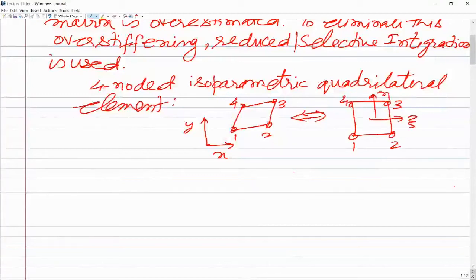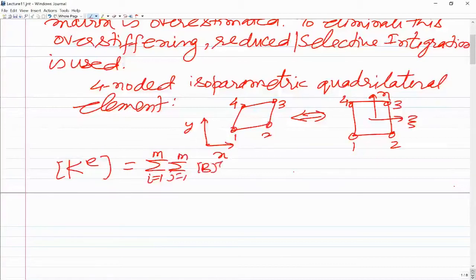Now in this case we know the problem is with the stiffness matrix. When we use Gauss quadrature numerical integration, the stiffness matrix is written as the sum over i equal to 1 to m, j equal to 1 to m, of B transpose D B determinant of J, evaluated at xi i, eta j, into wi wj. This is the bending stiffness term coming from curvature.